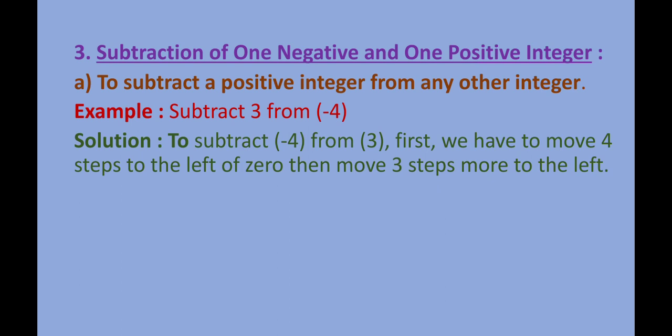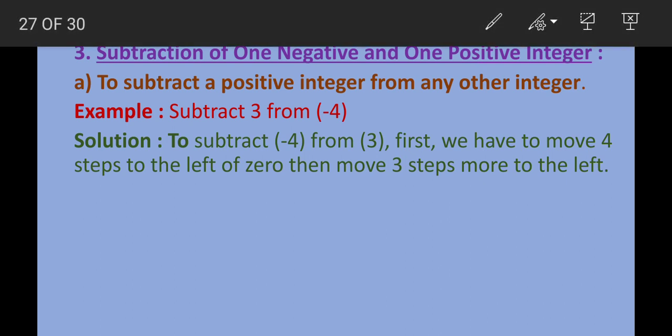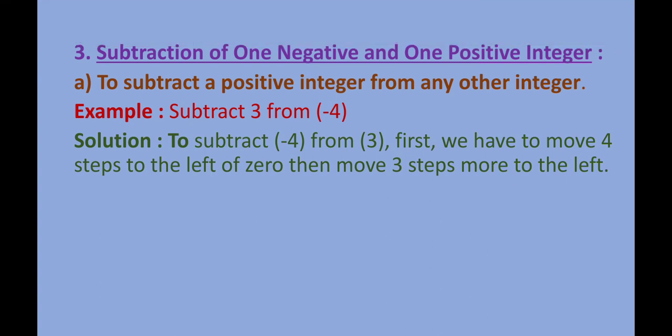Okay, what to do? We have to move 4 steps to the left side of the 0 as it is a negative number. Then we have to move 3 steps left as you are subtracting a positive integer, so we have to move towards left side, just opposite of addition.